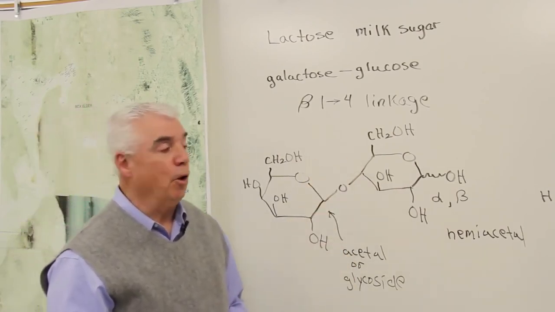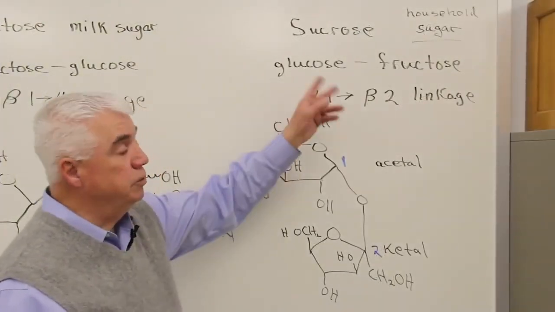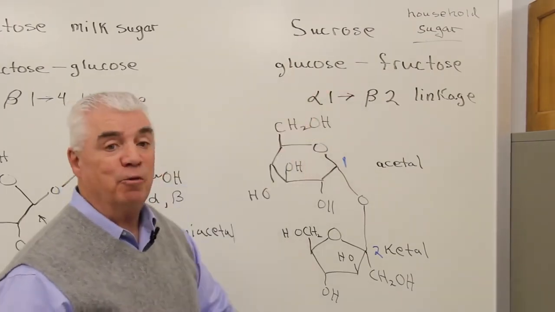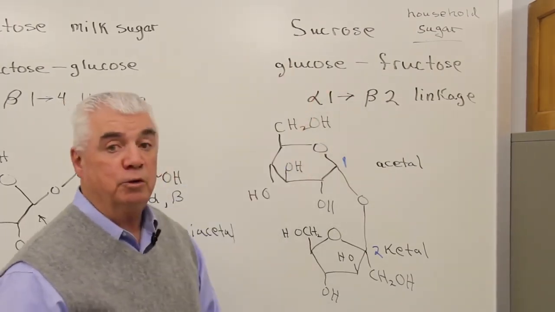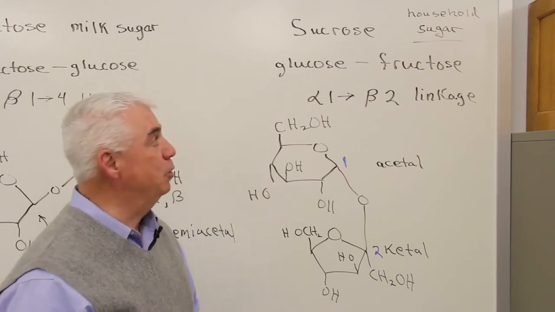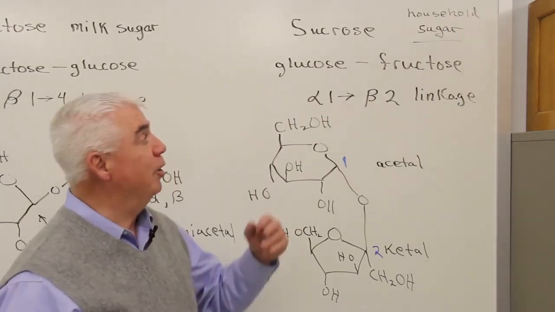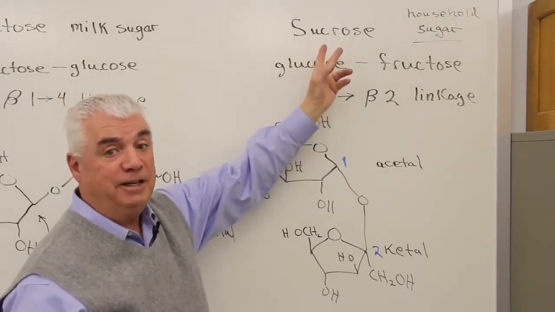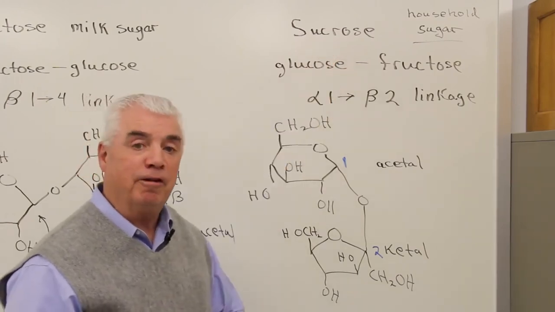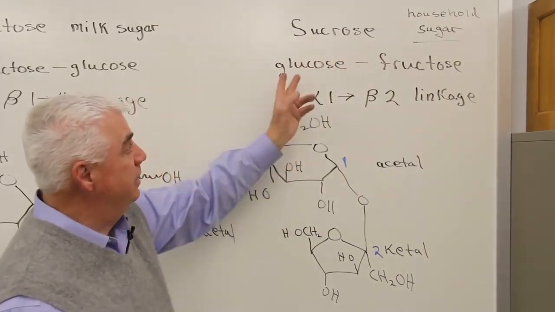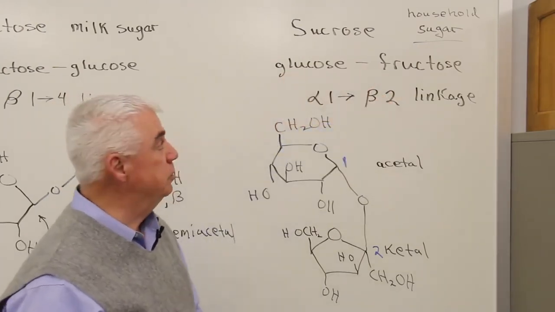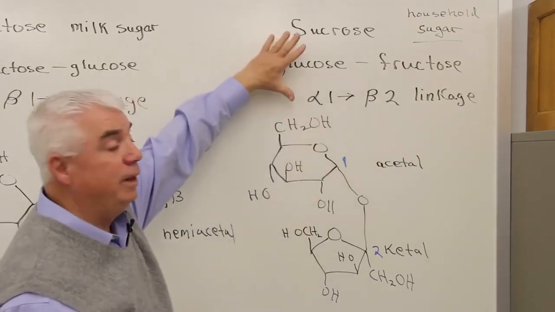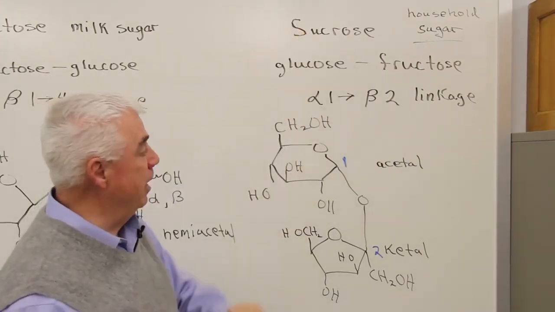Let's look at the structure of sucrose. Sucrose is household sugar. When we use the word sugar around the home, it's sucrose that we're referring to. If we use the word sugar in a clinical setting, of course it would be glucose. The sugar in sugar beets is sucrose. Sugar cane is sucrose. Nectar in flowers is sucrose. It consists of a glucose linked to a fructose, an alpha 1 to a beta 2 linkage. So those are the 3 things that we're concerned about right there.